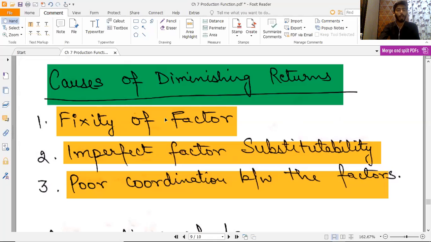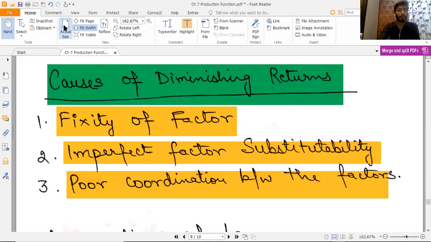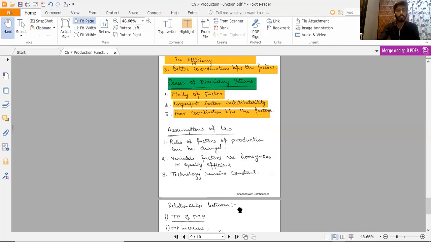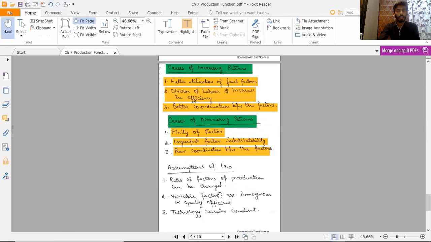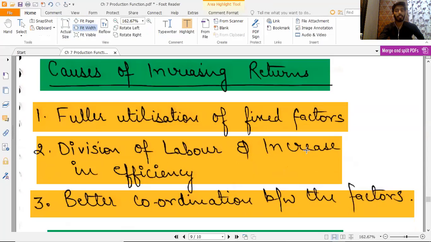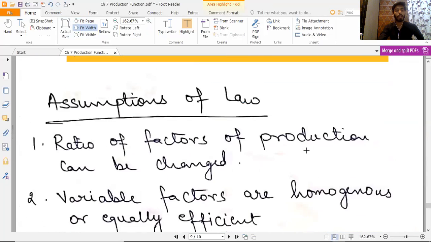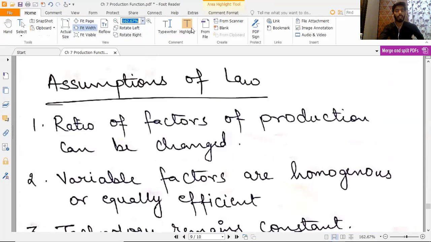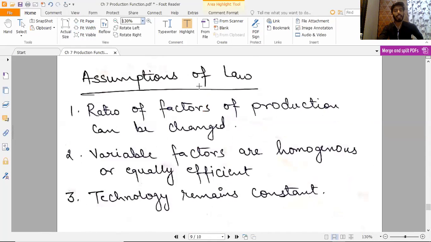So these are the points which lead to what? Which lead to diminishing returns. So let us see this. We have got causes of increasing returns, we have got causes of diminishing returns. And when you are studying about any law, there are certain assumptions. So whenever you are studying about law of variable proportion, there are some assumptions which need to be considered.